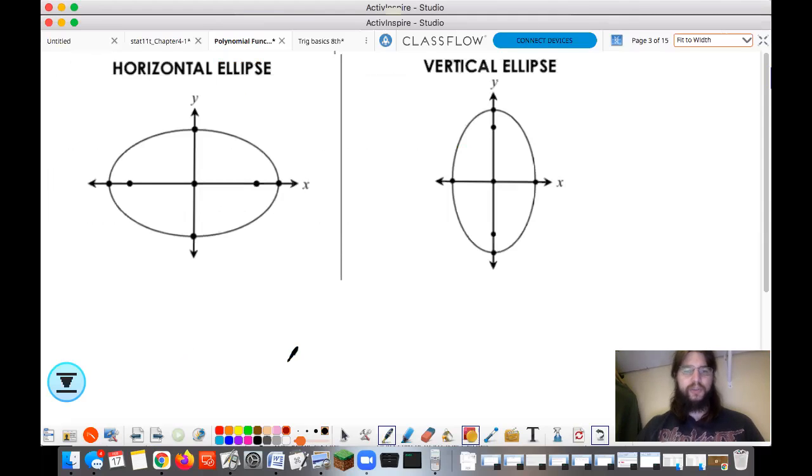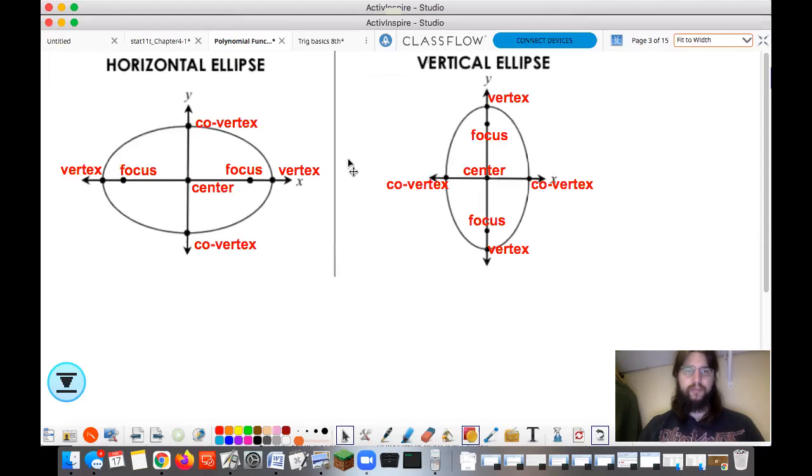Okay, so we got ourselves a horizontal ellipse and a vertical ellipse. Here's those points on there. Horizontal ellipse, well, the major axis is on your X. It doesn't have to be on the X-axis. It could be shifted, but it's a horizontal major axis, and we call those endpoints vertices. Endpoints of the minor axis are co-vertices. Very important. Your foci are always going to be on your major axis. Doesn't matter if it's a horizontal or vertical ellipse. Foci, major axis.